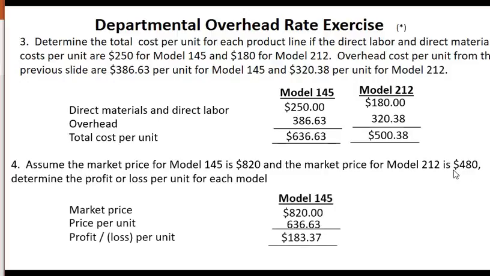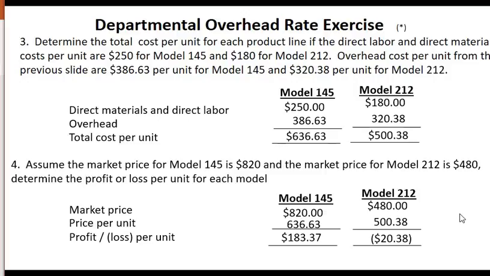So I'm going to now determine what my profit or loss is every time I produce and sell a unit. My market price is $820. My cost per unit is $636.63. Therefore, my profit is going to be $183.37. Model 212, my selling price is $480 per unit. I'm going to subtract out my cost per unit of $500.38, and in this case my loss is $20.38.